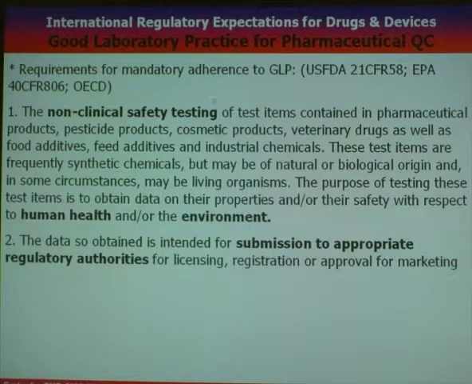These test items are frequently synthetic chemicals, but may be of natural or biological origin, and in some circumstances may be living organisms. The purpose of testing these test items is to obtain data on their properties and/or their safety with respect to human health and/or the environment. Now, the second and equally important condition: the data so obtained is intended for submission to appropriate regulatory authorities for licensing, registration, or approval for marketing.